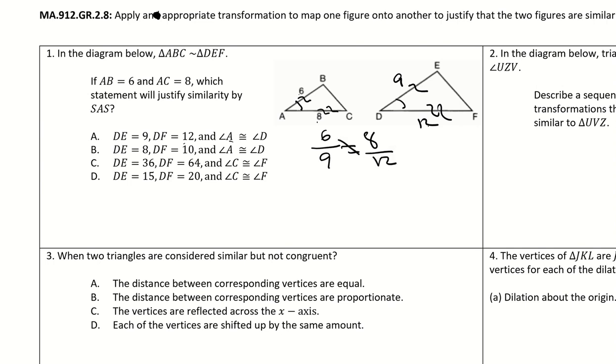And then we're going to cross multiply to see if that's true. So 6 times 12 is 72. 9 times 8 is 72. So this is true. That means that we got a side and a side here that are proportional. We also have an angle in between them. So by SAS, they are similar. So looks like this is going to justify similarity by SAS. So the answer is A.